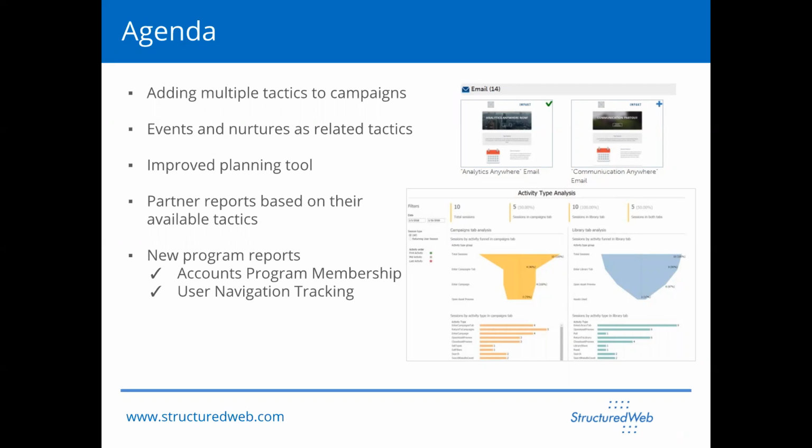The added ability to modify which reports are available to partners based on the tactics that they have available to them. And then lastly, we will look at two new reports that are available to vendors, the account program membership report, and then also the user navigation and tracking report. Okay, so let me go ahead and switch over to the live slides and we can begin.